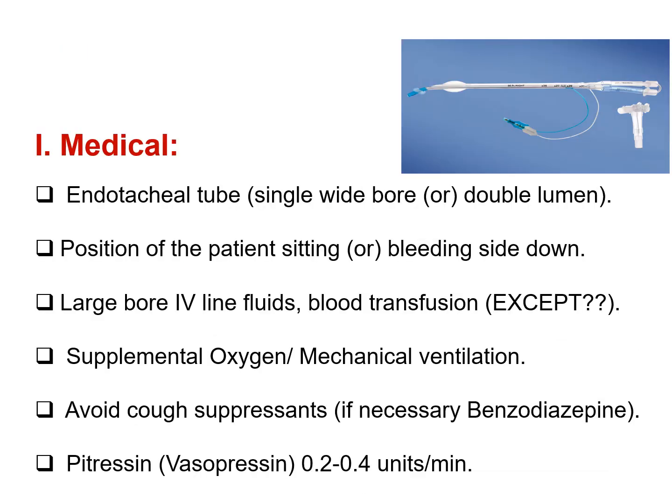For medical treatment: endotracheal tube, single wide bore or double lumen; position the patient sitting or with the bleeding side down; large bore intravenous line; and blood transfusion should be given cautiously because your patient may have congestive heart failure or other problems. Supplemental oxygen and mechanical ventilation. Avoid cough suppressants; if necessary give benzodiazepine. And lastly, terlipressin may be used as a vasopressin.